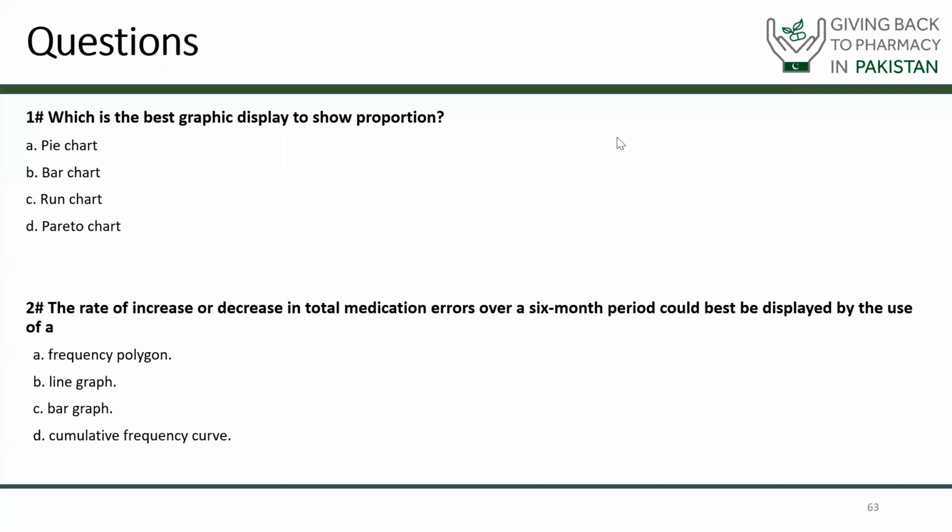Number 1 is the question: which is the best graph display to show proportion? Pie chart, bar chart, run chart, or Pareto chart? Can we just wait 30 seconds for each question, so we will know the answers? Yes.